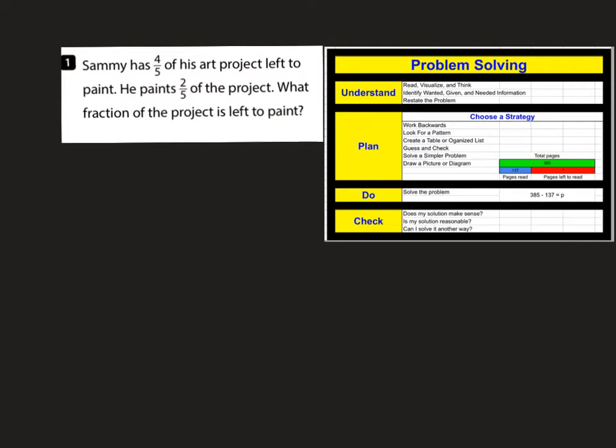Alright, so we've read the problem, so let's go ahead and decontextualize. Let's pull out all our important information. So I know he has 4/5 of a painting left to paint. And then I know that he paints 2/5 of the project. What fraction of the project is left? So left, 9 times out of 10, means to subtract.